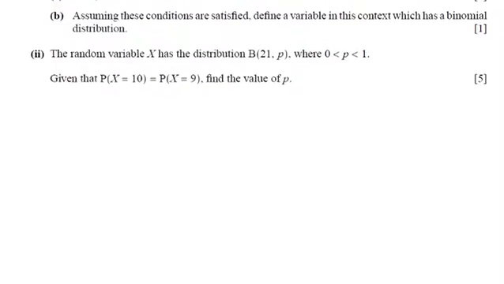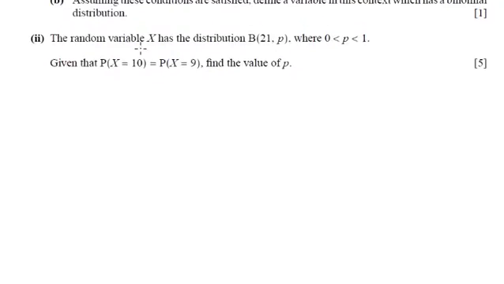Quite a tricky question. It says that we've got this random variable x with a binomial distribution where n is 21 and we don't know what p is. It says that the probability that x equals 10 is the same as the probability that x equals 9.